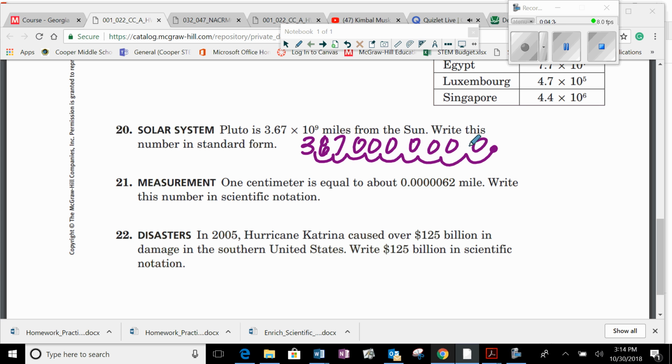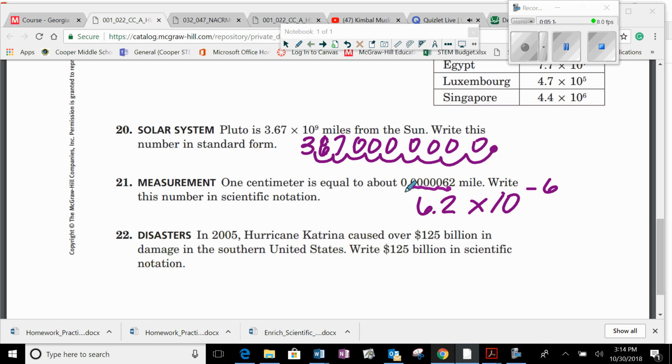Okay? And number 21, it says 1 centimeter is equal to about 0.0000062 miles. Write this in scientific notation. So what do I have to do with the decimal? Move it backwards. How many places? 1, 2, 3, 4, 5, 6 places. So it's going to be 6.2 times 10 to what exponent? -6, because you had to move it backwards. This is a small number. Small numbers have a negative exponent.